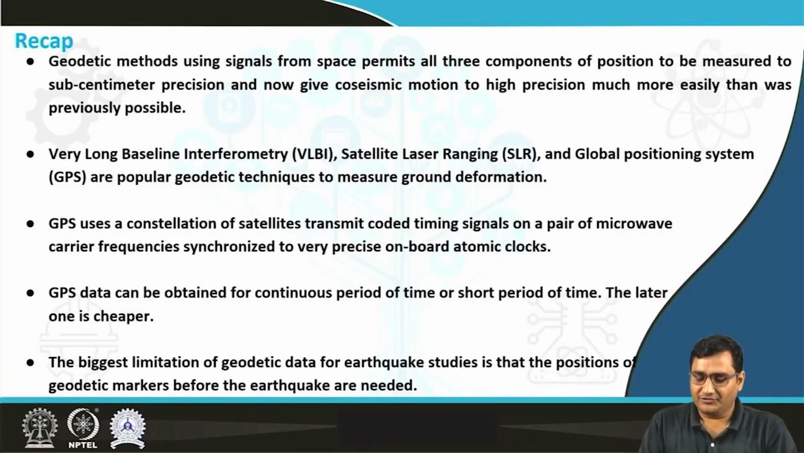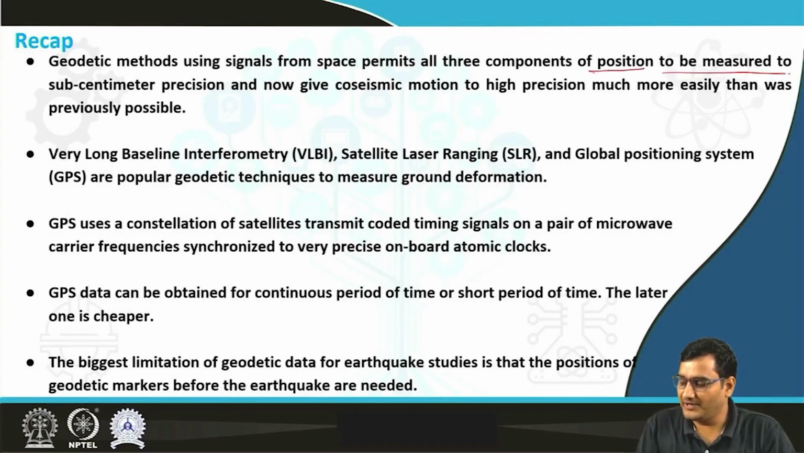Geodetic methods using signals from space permit all 3 components of position to be measured to sub-centimeter precision, and now give coseismic motion to high precision much more easily than was previously possible. There are 3 popular techniques: very long baseline interferometry, in short VLBI, satellite laser ranging, SLR, and global positioning system, GPS, are popular geodetic techniques to measure ground deformation.